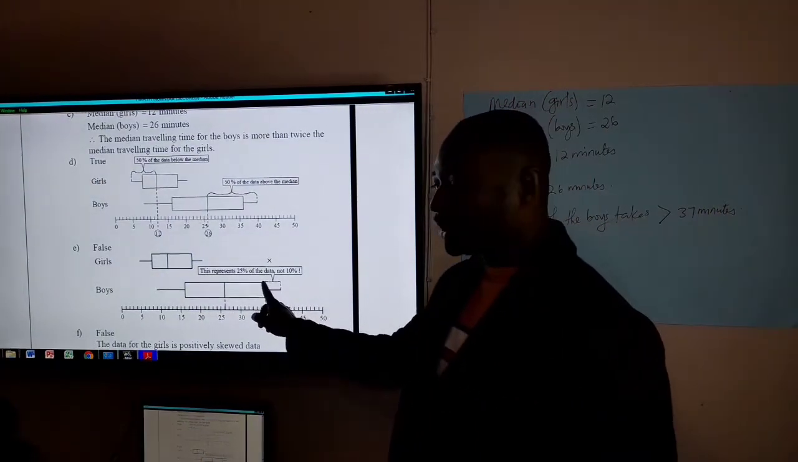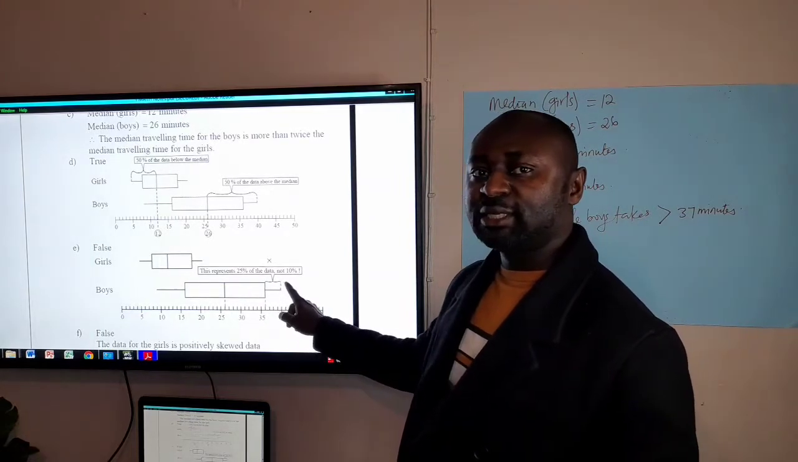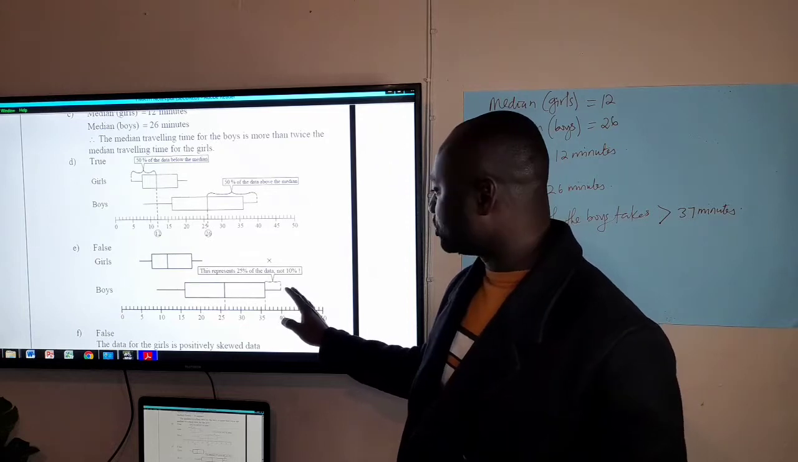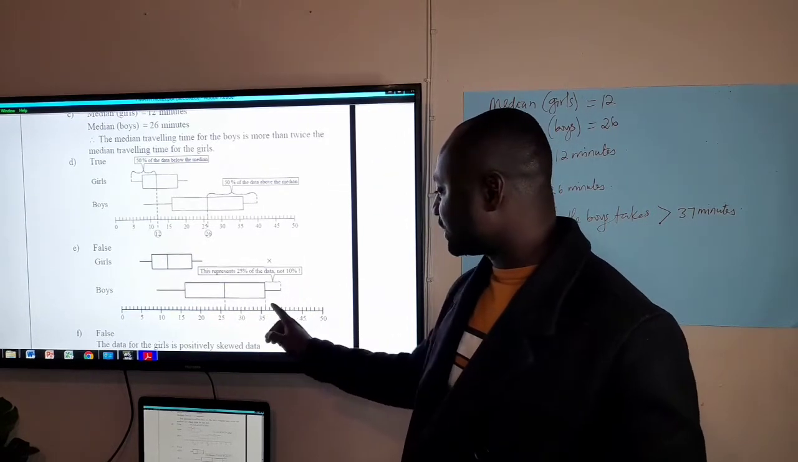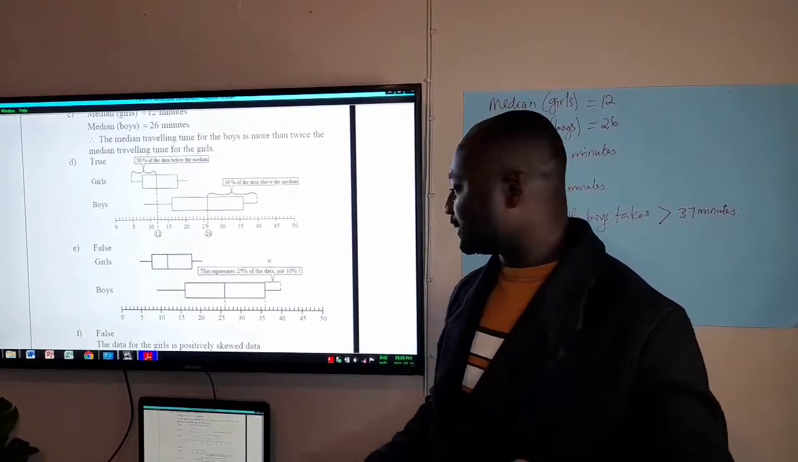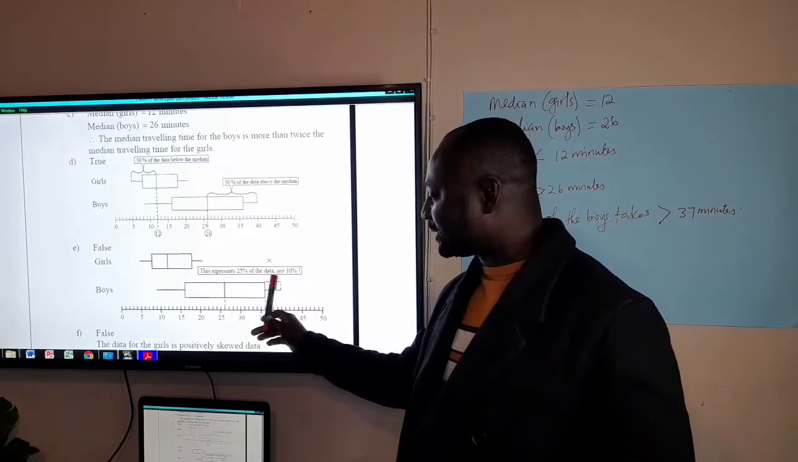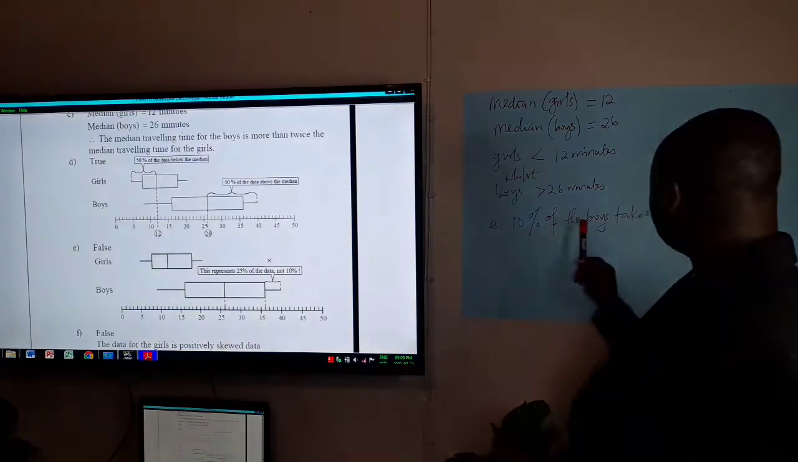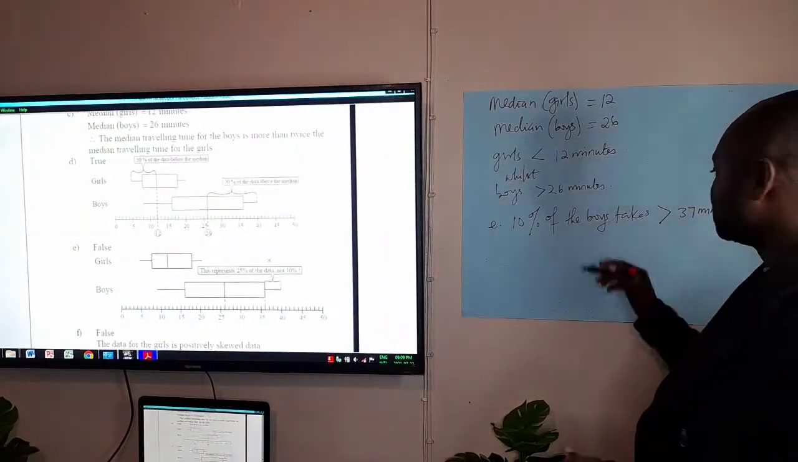From the upper quartile here to the maximum value represents 25% of the data spread. It is not 10%. So boys and girls, you must take note of the analysis. From the upper quartile to the maximum value represents 25%. So this represents 25% of the data, not 10%. So here, 10% of the boys takes more than 37 minutes is false. The answer is false.